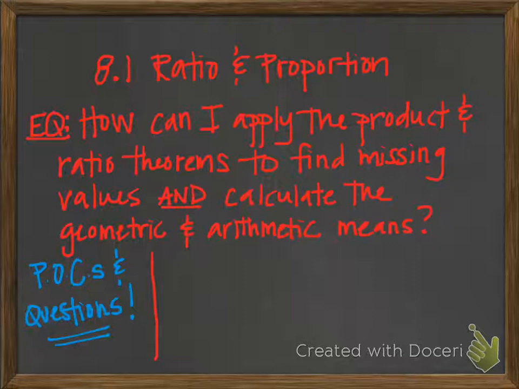Your essential question is, how can I apply the product and ratio theorems to find missing values and calculate the geometric and arithmetic means? Make sure you're writing any points of confusion or questions in your left column. And a lot of this section in particular, actually a lot of this chapter, will be just an extension of some things you learned back in junior high.